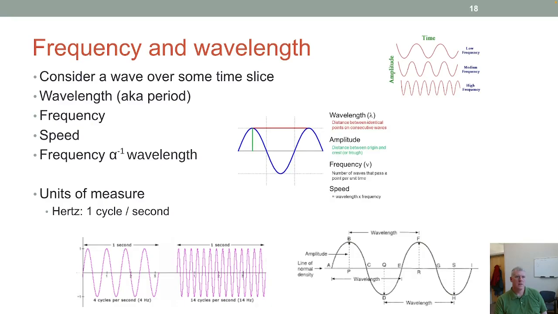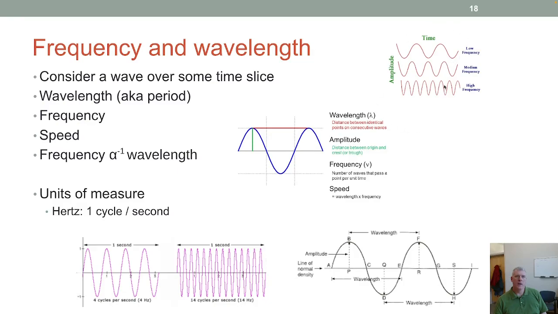Probably the most important one is the wavelength, and it is the distance or the amount of time that is between two peaks of a wave. So here we have a peak or a crest, and we have a trough or a valley here. And the wavelength is the distance or the amount of time it takes for one peak to be followed by the next peak. That's wavelength. Okay, so it's the distance between two identical points in consecutive waves.